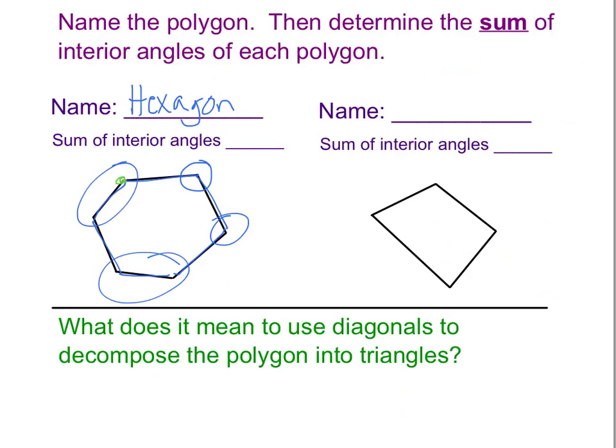So I'm going to start at one vertice and I'm going to go to all the other vertices, also known as corners, right? Definitely don't cross any of these so that you have just the smallest amount of triangles you can possibly make. And I see that I have 1, 2, 3, 4 triangles. Each triangle is 180 degrees, so I'm going to take that and multiply to find out how many degrees I have altogether. And when I do that, I get 720 degrees.